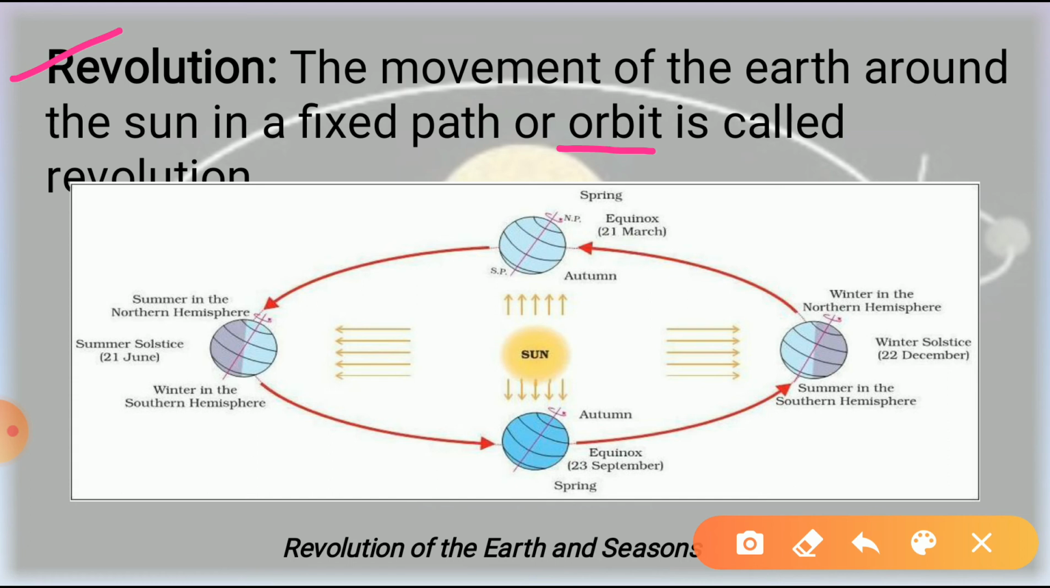So, I think it is clear what is rotation of the earth and revolution of the earth.